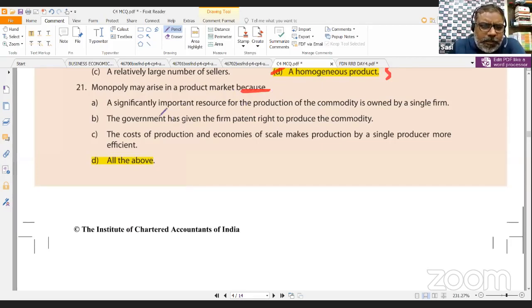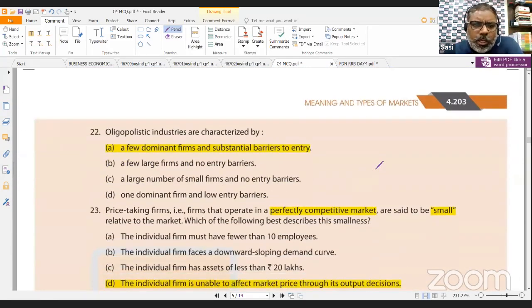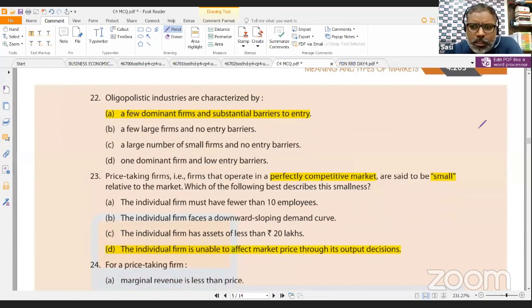What is the reason he is saying? Maybe all the reasons are there, like an important resource for production of a commodity is owned by a single firm. Maybe the government has given a patent right to produce a commodity, or economies of scale are so high that manufacturing done by a single producer is more efficient. Any of the reasons can create a monopoly. So D, all of the above, is the correct answer. All of the above can cause a monopoly to occur in real life.